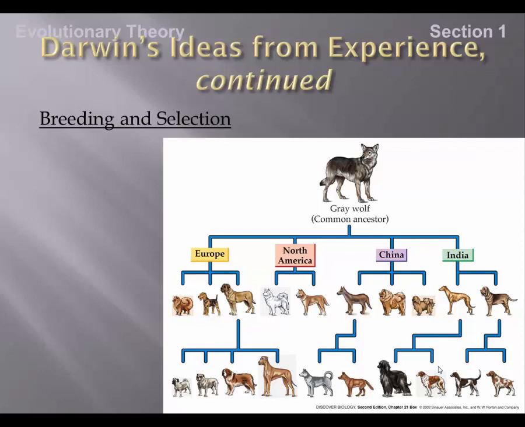So dogs, for example, he studied that. And the idea was that we can breed for specific traits in dogs depending upon the traits that we like. So if you wanted a smaller dog and you had two parents that had that trait, you would breed them together and you would end up with offspring that had similar traits.